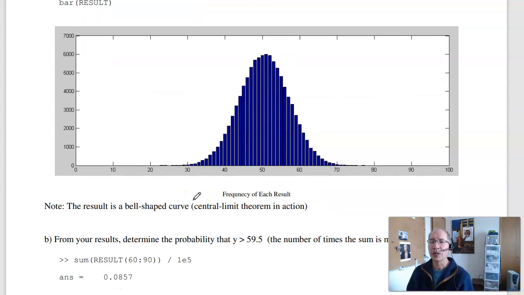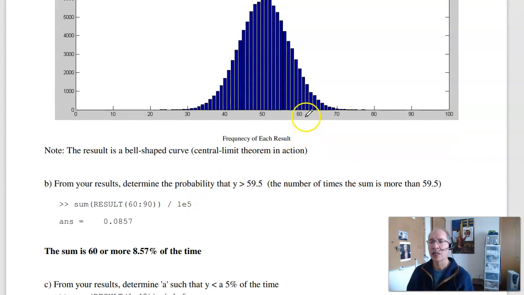With Monte Carlo, I can answer questions, like what's the probability of getting numbers 60 and higher? Well, to do that, I can just count. How many times did I get the numbers 60 to 90? Divided by how many times I rolled it, it's 8.5%.